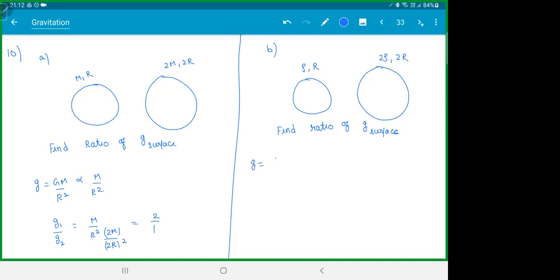Here g is 4 by 3 pi G rho r, this is the result, no? So this is proportional to rho into r. This is what I was saying. Depending on whether mass is given or density is given, you can change it. Or you can actually get mass from here only. Here mass is rho into 4 by 3 pi r cube. Here mass is 2 rho into 4 by 3 pi r cube. This is 16 M, no? You could have done it that way also if you want to do it in mass. Nothing wrong. So g1 by g2 will be rho into r by 2 rho into 2r, 1 is to 4. Easy?